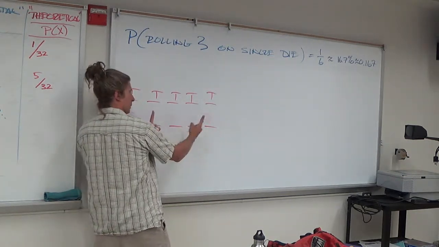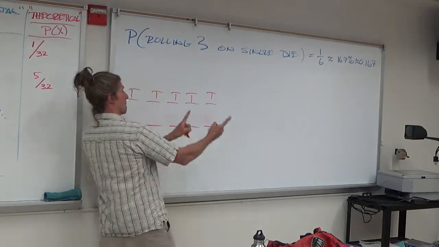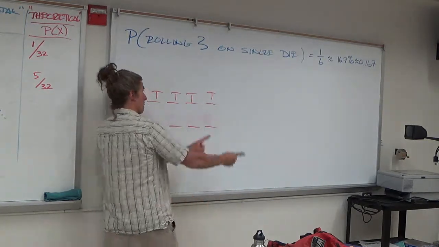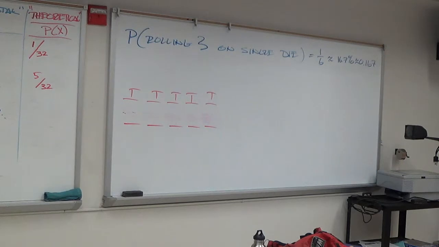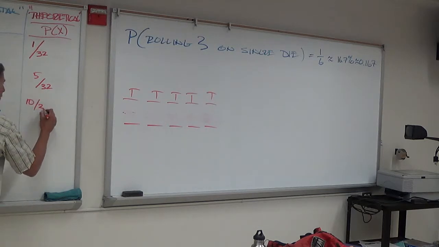5, 6, 7, 8, 9, 10. 10. Boom! 10 ways. Slick. By the way, this is what you guys had to do in your project, right? You had to write them all out. We're just doing it in a more efficient way now. That's the point. Once you know how the underlying math works, you can do it this way much more efficiently. So it's 10 in 32.